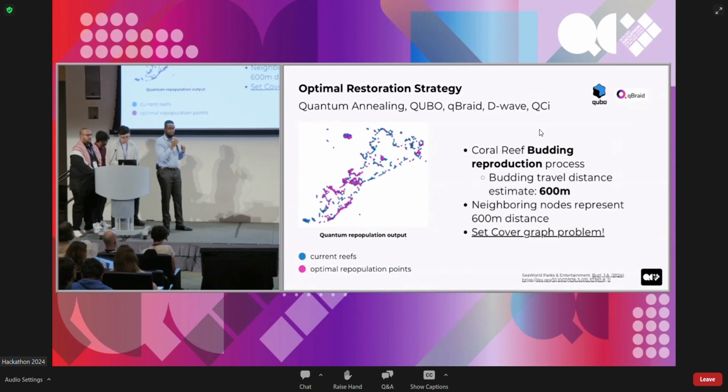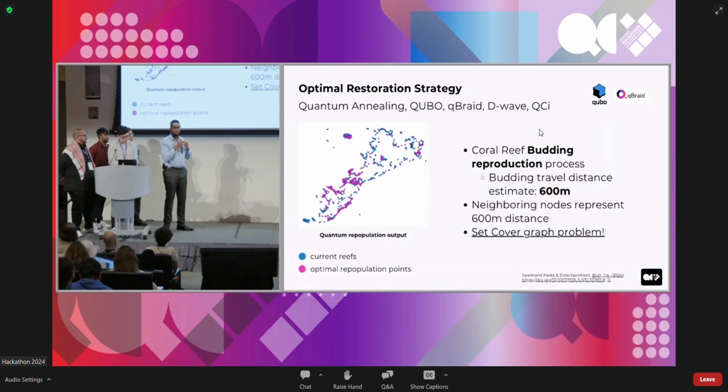The budding reproduction range of coral reefs depends on the ocean current and temperature, and through research we decided on a 600-meter range for this simulation. Our program optimizes for this by not placing the coral reefs so close to each other that their breeding ranges overlap, but just far enough apart to maximally cover this region with the least amount of resources used.